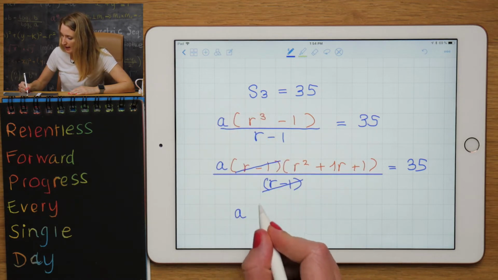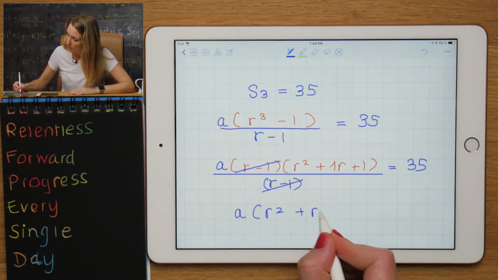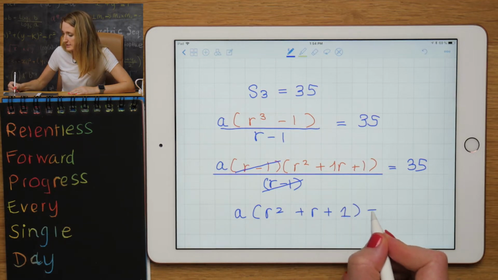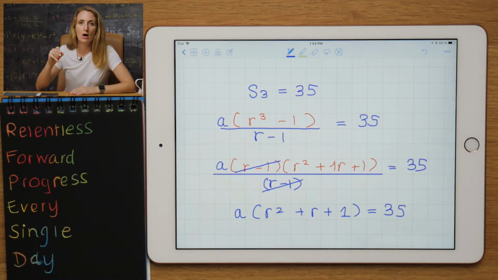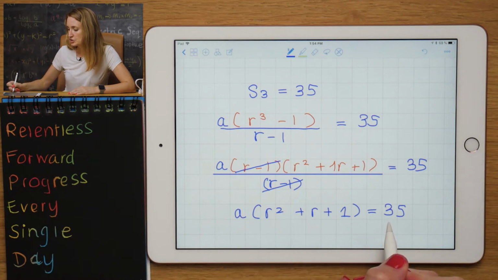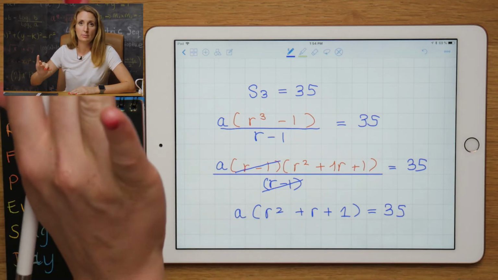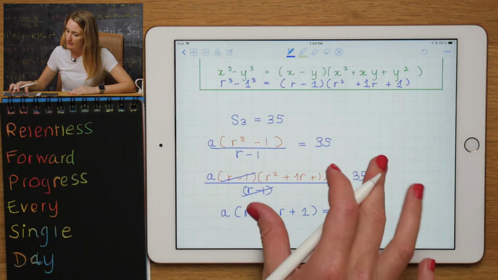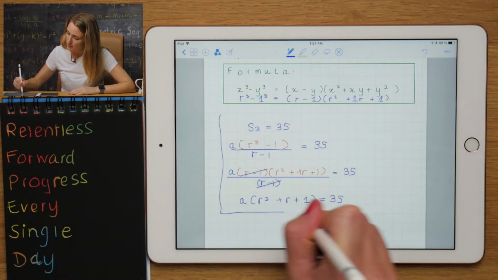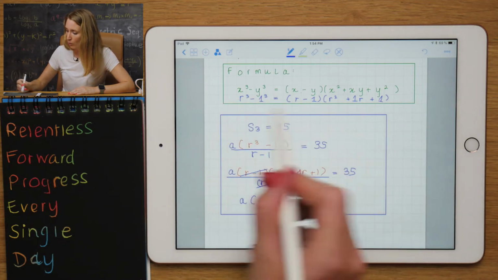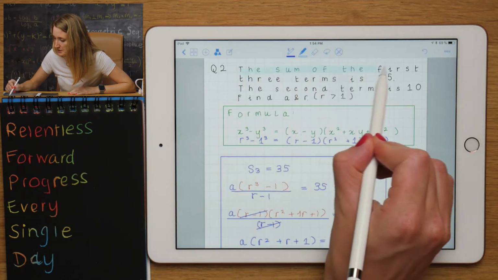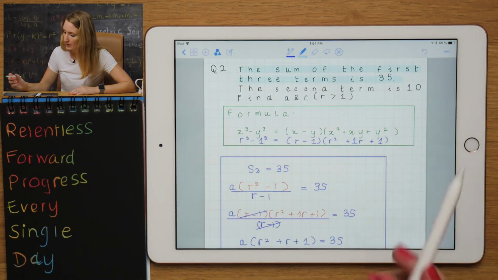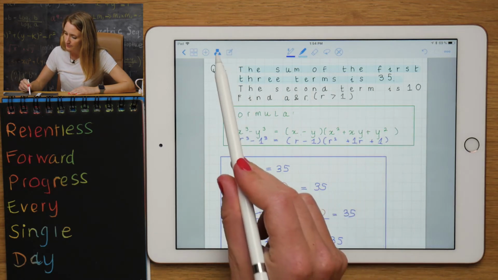We're left with a times by r squared plus 1r or r plus 1 is equal to 35. Now we can't solve that because we've got one equation and two letters, so we've got to find a and r. With one equation you can only have one letter, so it would all need to be r's or all need to be a's. But that is only the first piece of information, so let's put a box around that. And all of that calculation came from, put it in blue so it matches up, the sum of the first three terms is 35.